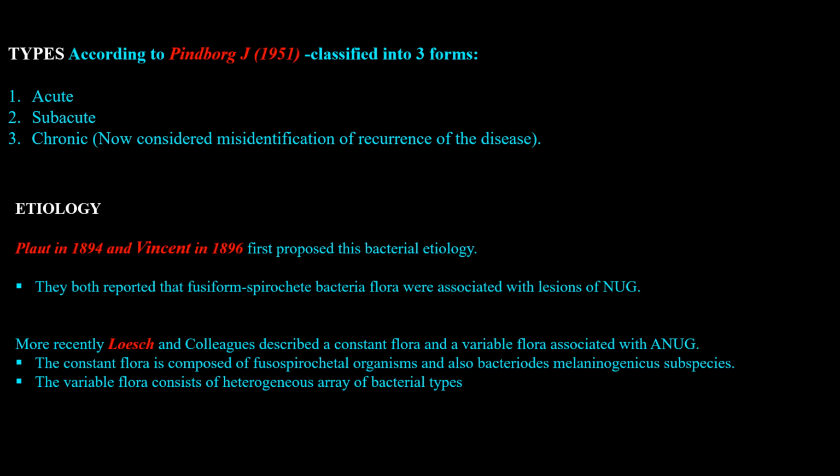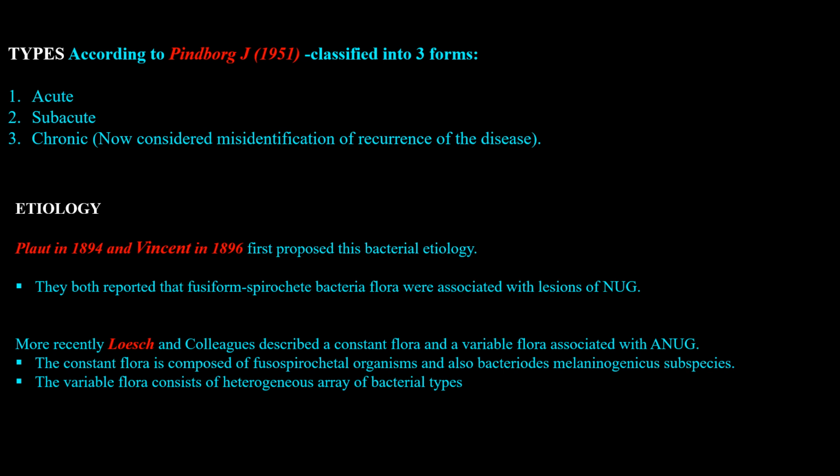Types of ANUG: Pindborg in 1951 classified it into three forms, acute, subacute, and chronic. But chronic is a misnomer, as ANUG most of the time, as the name suggests, is in its acute condition. Etiology: Plaut in 1894 and Vincent in 1896 proposed the bacterial etiology.